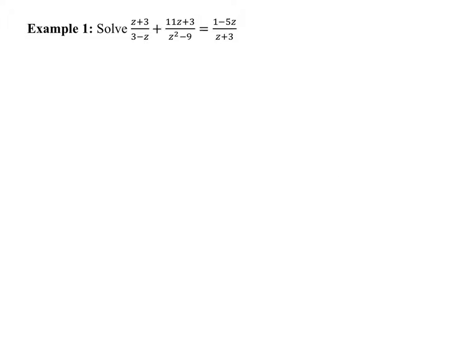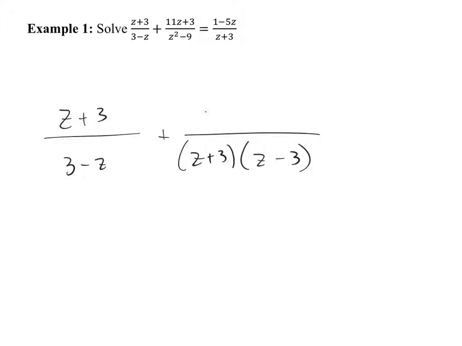How can I find an LCD? I don't have any factors in my denominator. So I start by factoring right away. So all I did was factor the middle term. That's it. The middle term's denominator is a difference of squares. It's z squared minus 9. That's z plus 3, z minus 3.